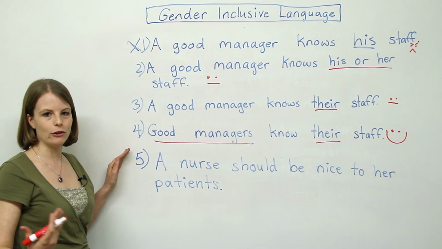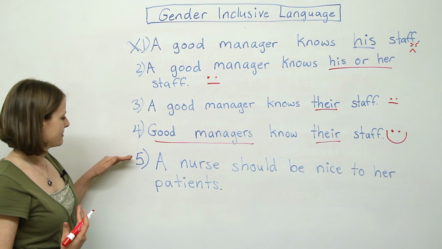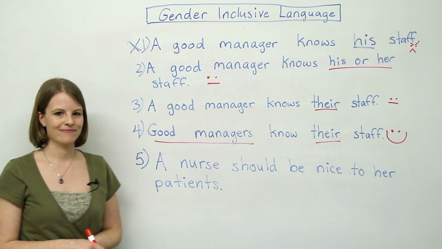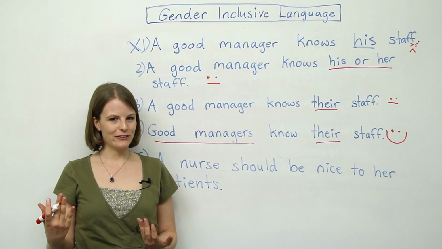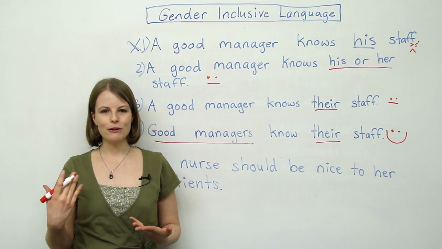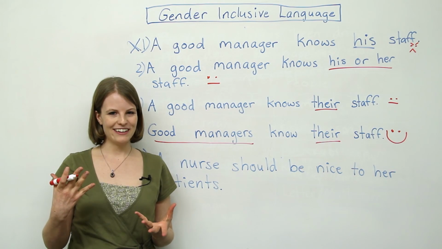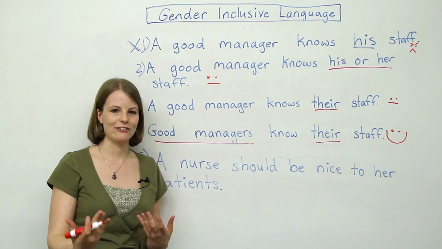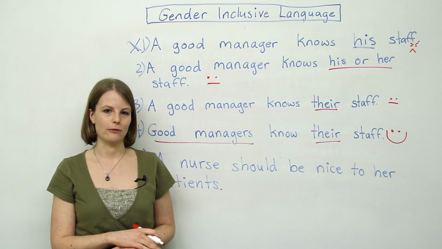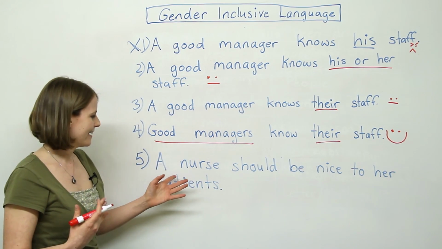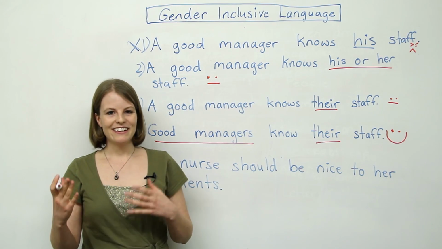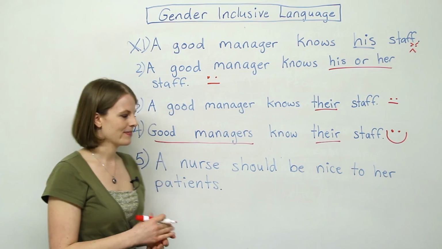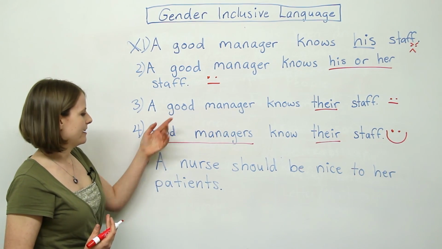So let's do a practice one using this. So for number 5, a nurse should be nice to her patients. Now, when we think of nurses, when we think of teachers, when we think of certain professions, sometimes we think women do these professions. But it's not true. I know many male teachers, and I know many male nurses as well. And so in this case, it's not gender inclusive for men who do these professions. So we have the same problem as we did here.